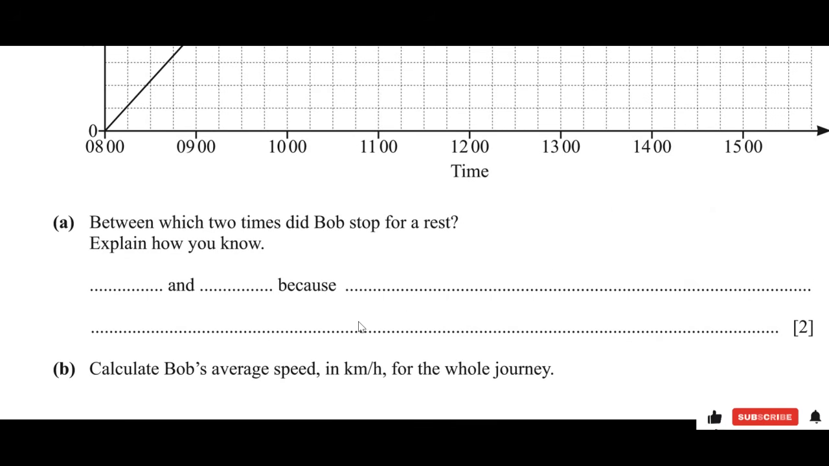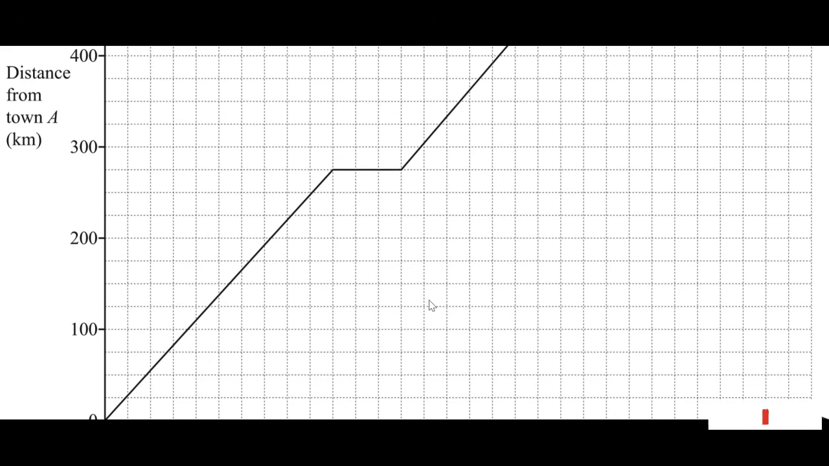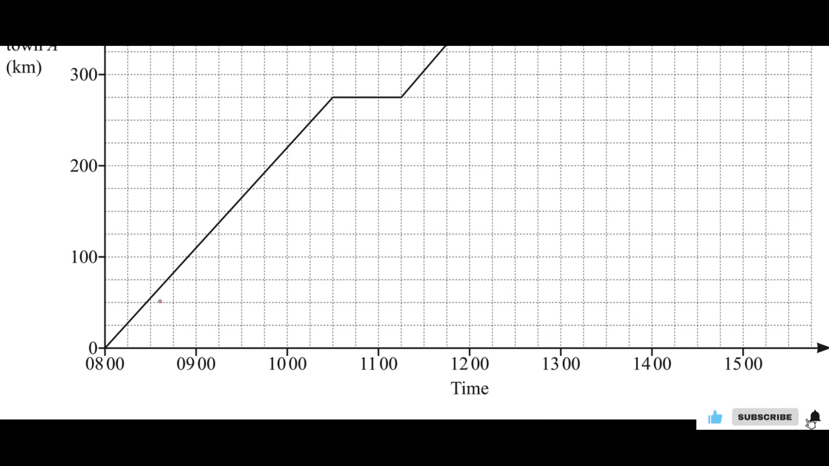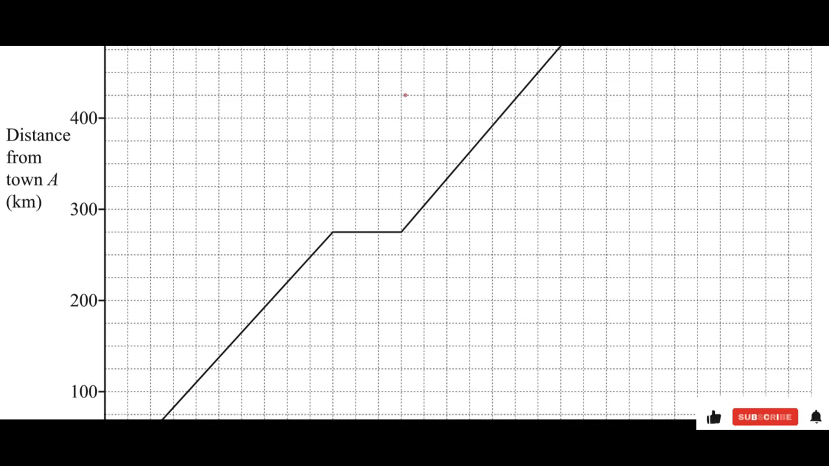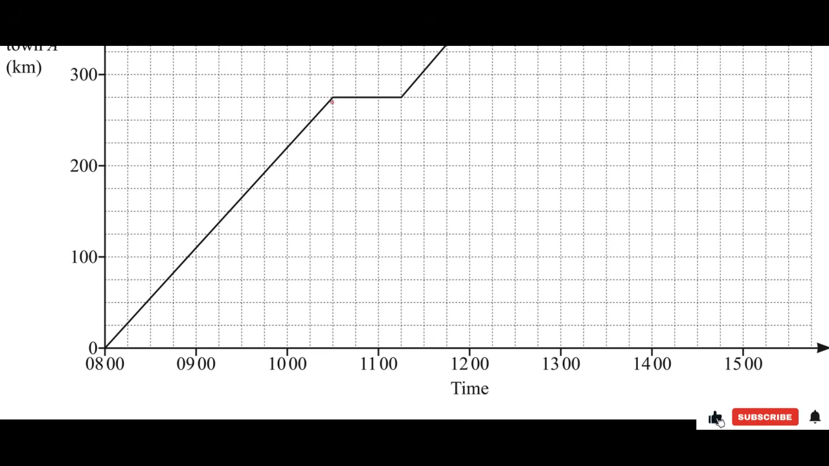All right. Now for part A, between which two times did Bob stop for a rest? Explain how you know. Okay, between which two times does he stop for a rest? You guys can see the curve, he travels, he stops here, and then again he travels up. Okay, so between these two times he stops. So what is that time? This time and this time.